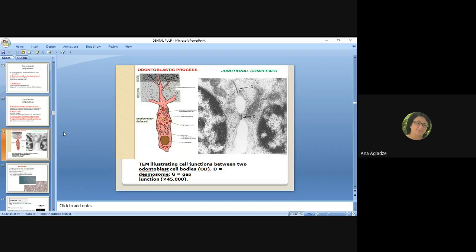Then also you can see the gap junctions. This allows the movement of small molecules directly between adjacent cells. It is important in cell-to-cell communication and would presumably have a role in synchronizing the activity of all the odontoblasts in the layer.